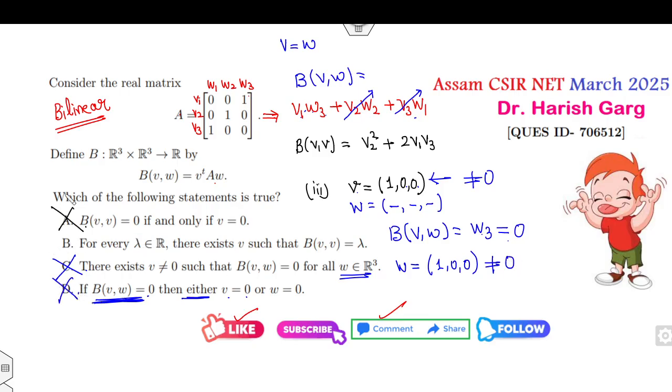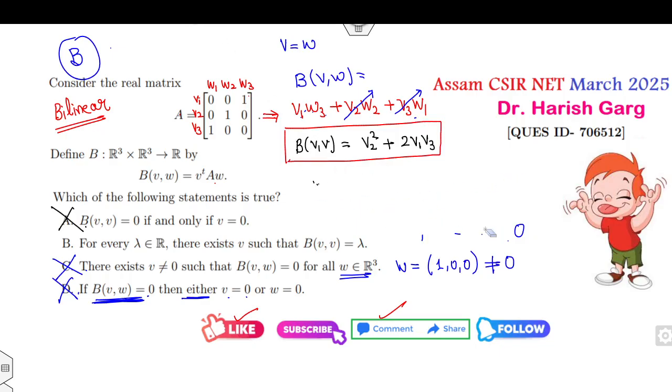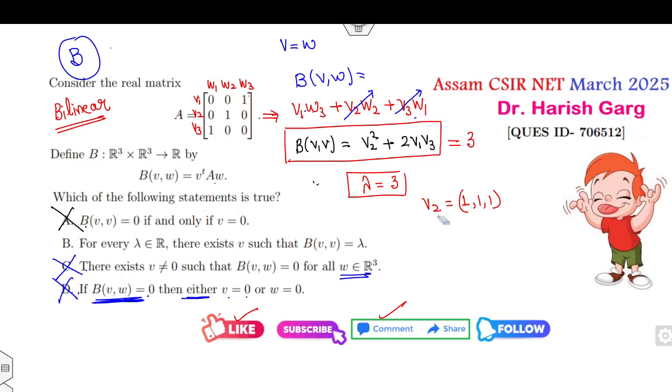And you can see the last option which is left behind: B is the right answer. But how is it the right answer? You can see we have obtained the value of B(v, v) as this number. For every value of lambda, let's say lambda is 3, you can easily choose the values of V1, V2 and V3 so that this number will be 3. How? I can simply choose V as (1, 1, 1). Then it will be 3.